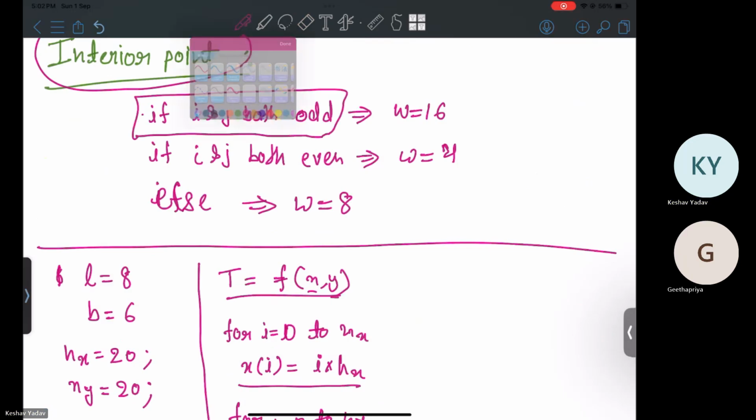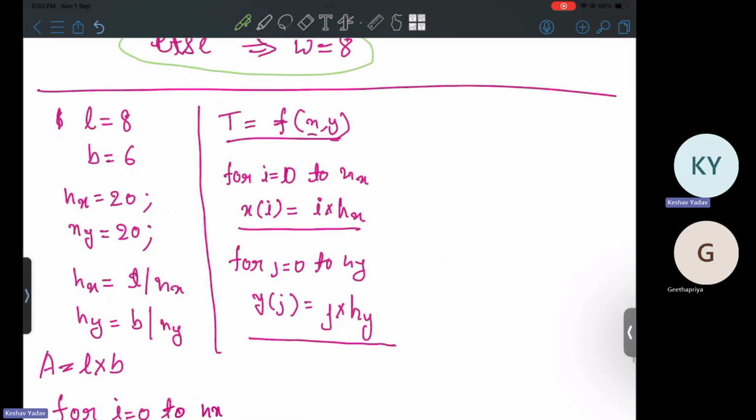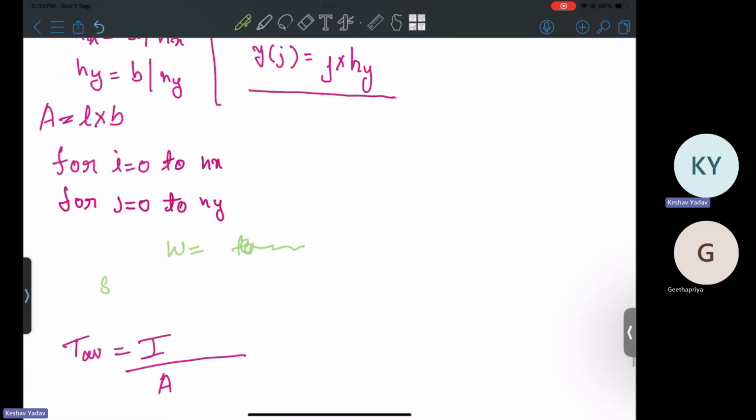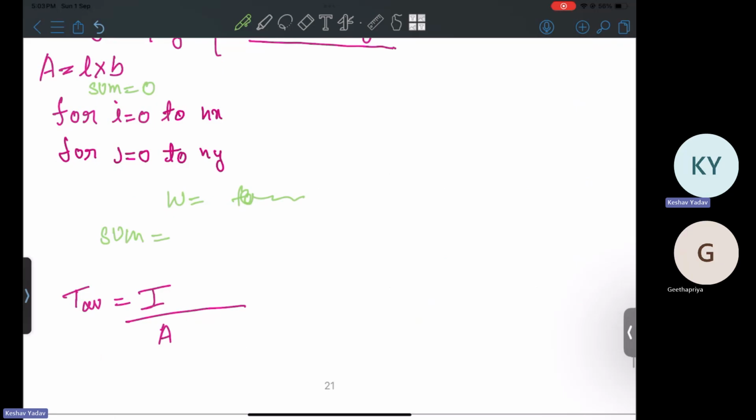Using these conditions, I will define the W. W will be defined for different conditions. Then we will define sum, suppose I have defined 0. After all the if and else statements, sum will be equal to sum plus W, the weight, multiplied by T of x of I comma y of j.